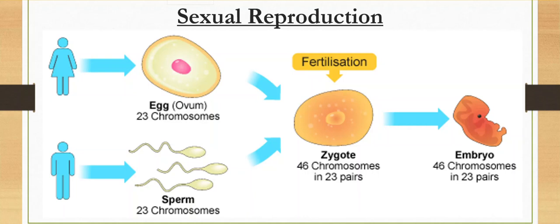The new cell, the embryo, contains the full number of chromosomes. Half of its genes have come from the father and half have come from the mother. This entire process of fertilization is called sexual reproduction.